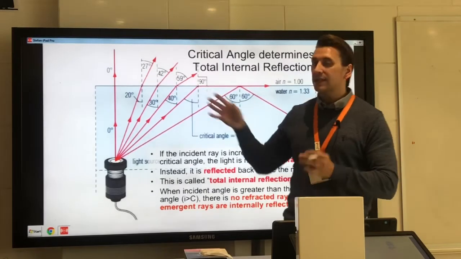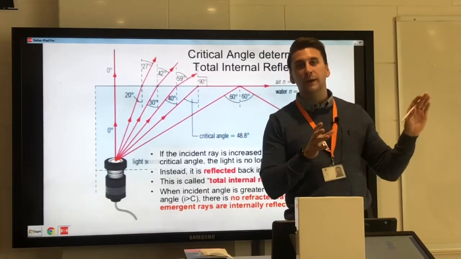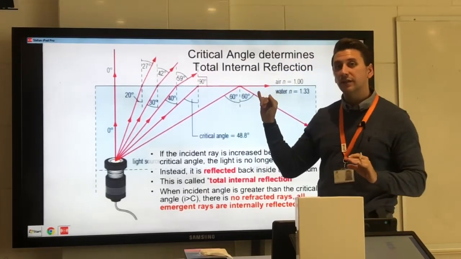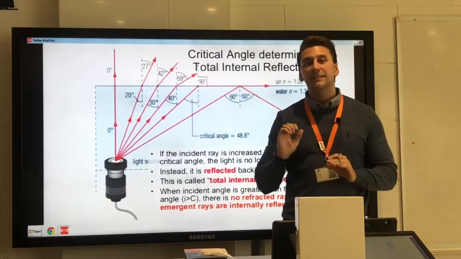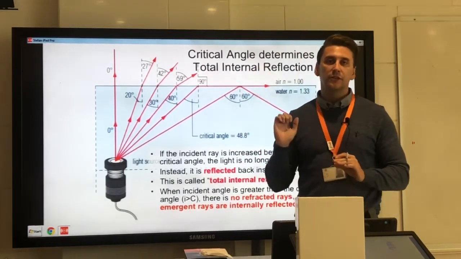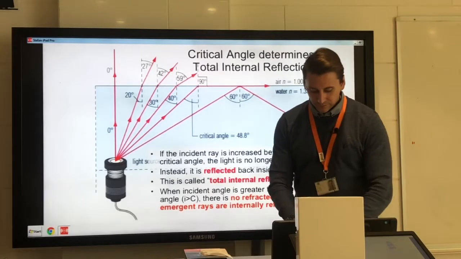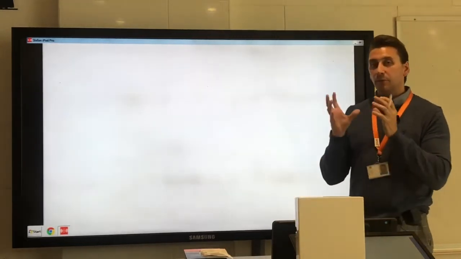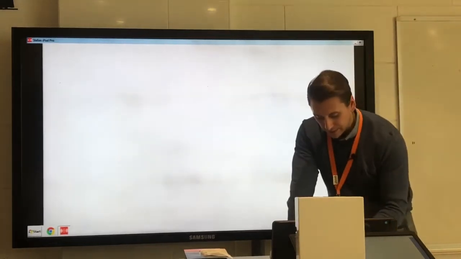If the incident was equal to critical, it would go along the boundary, refract along the boundary, 90 degrees. Incident less than the critical, it would be normal refraction through the boundary. That's it for 5a, but what I want to do is give you a specific example of how you do this experimentally.